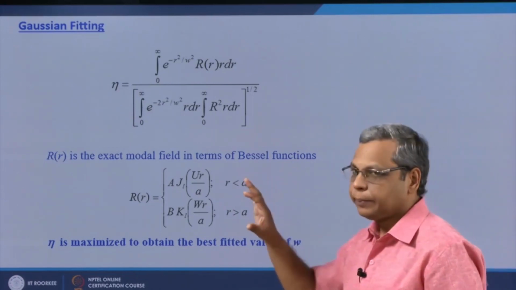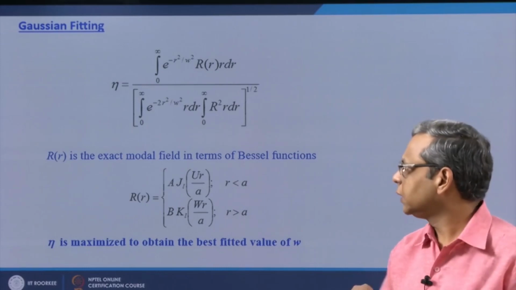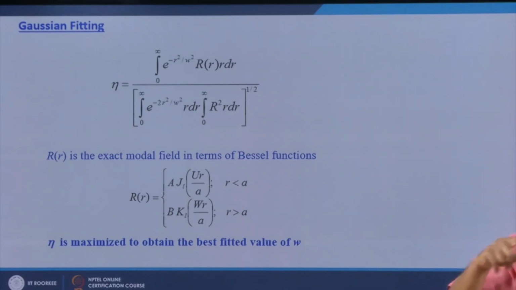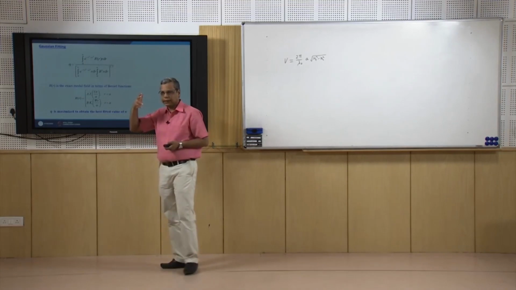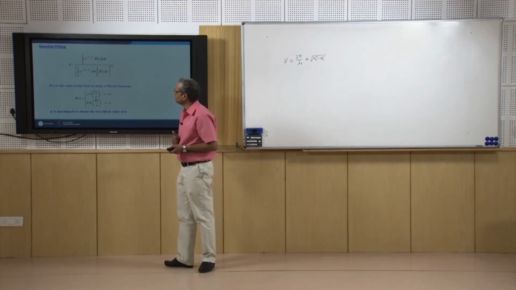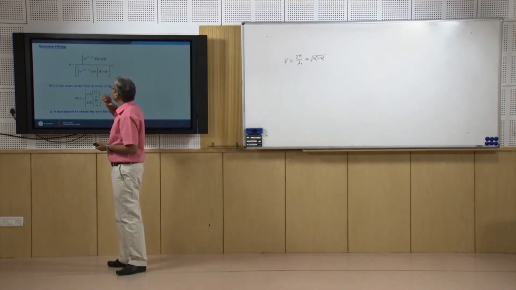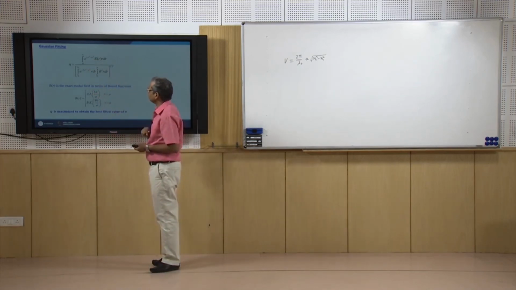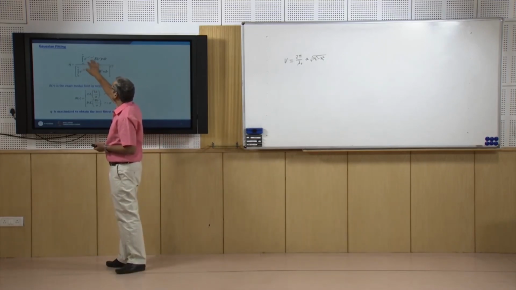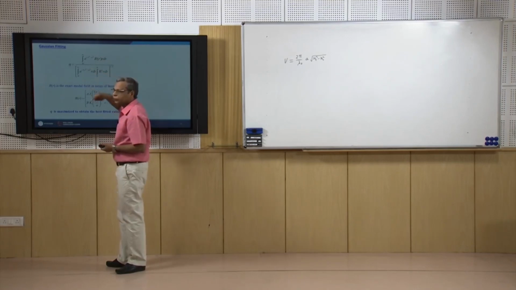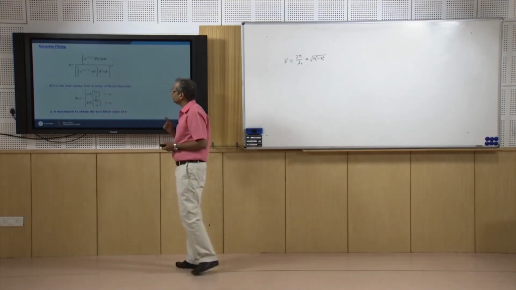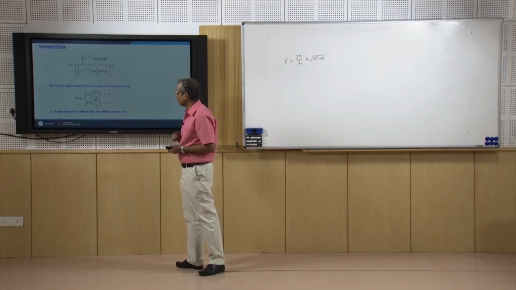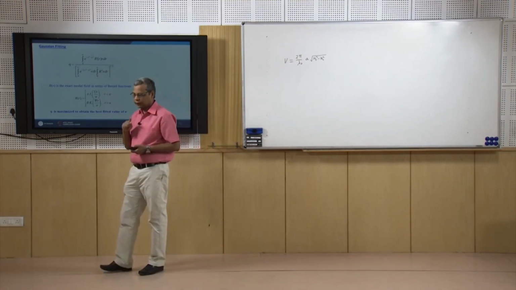How do I find the best fitted Gaussian? The best fitted Gaussian has two parameters, so I need to optimize two parameters, A and W. A is easy to do because it can be found from the maximum value of the field. To find W, I take the overlap of this Gaussian with the exact field, which is defined in terms of Bessel function. I vary the value of W in order to obtain the maximum value of eta. The value of W which gives the maximum overlap gives me the best fitted Gaussian.